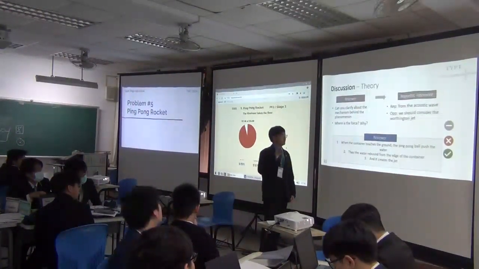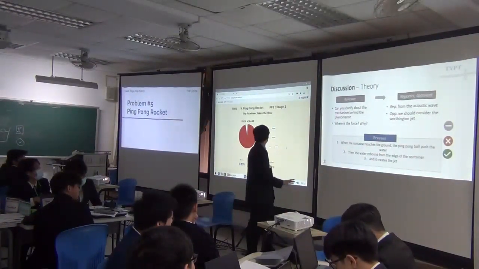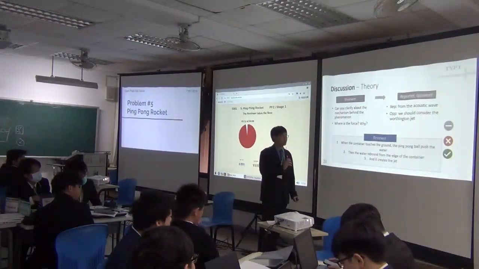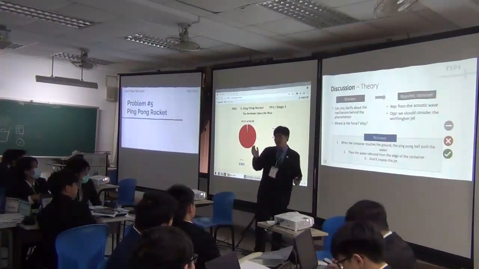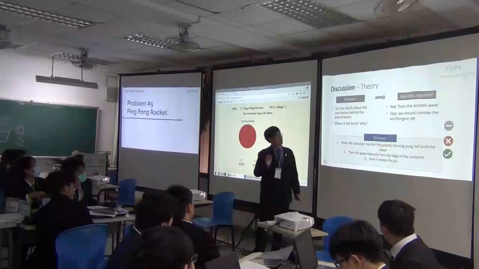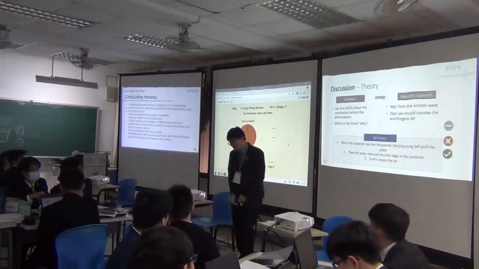And so I think that when the container touches the ground, the ping pong ball pushes the water. And then the water rebounds from the edge of the container, and it also creates a jet. So that's the physics behind the phenomenon. And thank you.